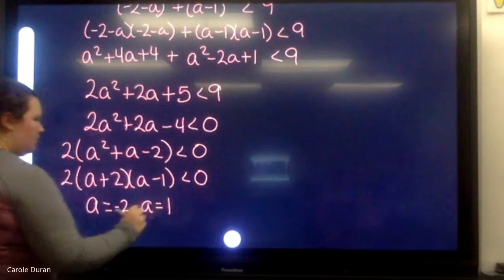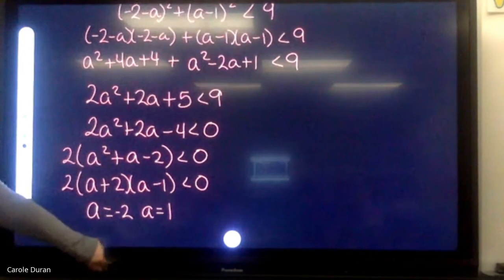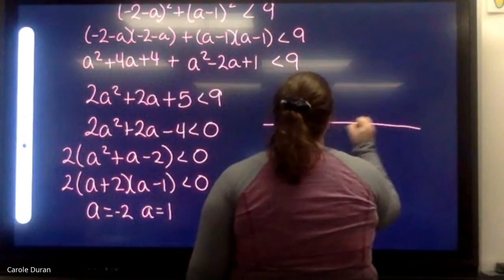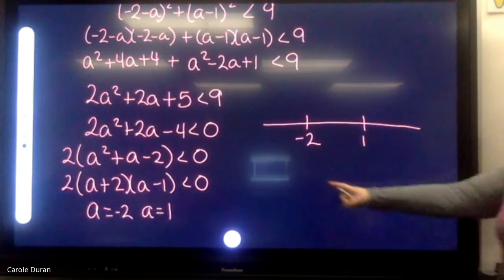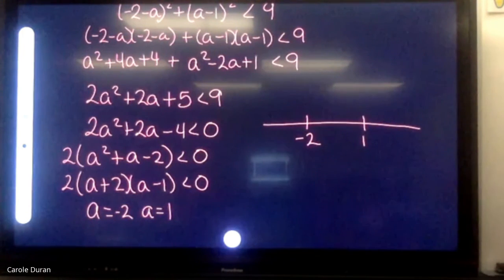Wait, less than 0 or equal? Less than 0. We always compare to 0 with a quadratic. I find what would potentially be my zeros, which are negative 2 and 1, so that I can put those on a number line and compare numbers around them to identify my solution set. So what I'm going to do is I'm going to pick a number on each of these intervals. I'm going to plug it in, and I'm going to see if my answer comes out to be something that's less than 0, because if it does, that interval works and is part of my solution.